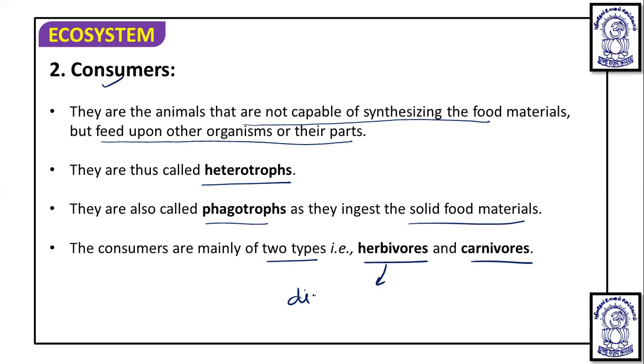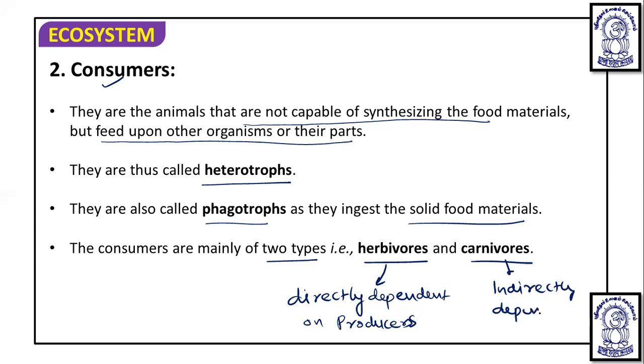Herbivores are directly dependent on the producers, and carnivores are indirectly dependent on the producers. So these two types of consumers are seen.